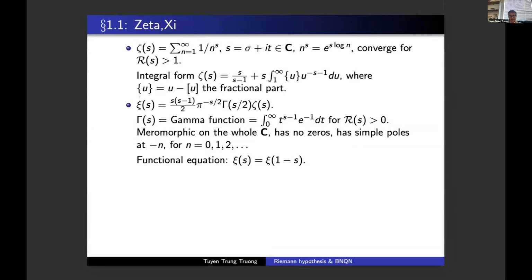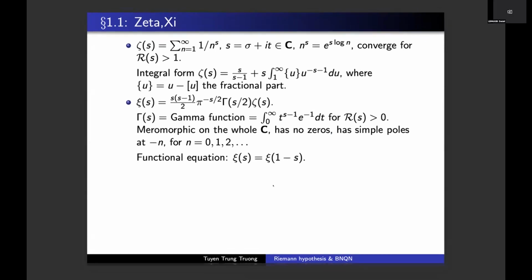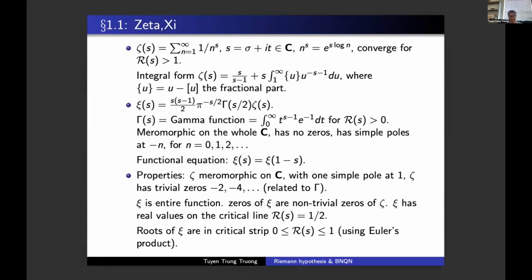It's related to the gamma function. If we define this Riemann xi function like this, then we have the functional equation xi(s) equals xi(1 minus s), which allows us to show many things. For example, we can show that zeta has trivial zeros at -2, -4, and so on, which are related to the gamma function. The other zeros we call non-trivial, and they are in the critical strip, 0 less than real part less than or equal to 1. Actually, we can show that if the real part is 0 or 1, then there is no solution, so the zeros are strictly inside.